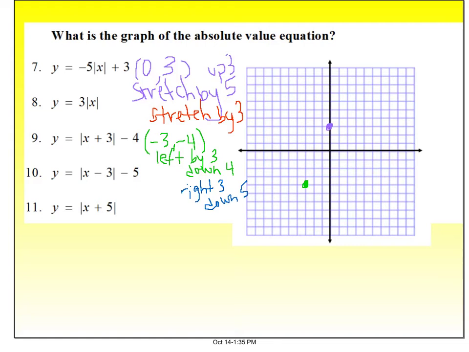Okay, let's move on to the last one, number 11. We're in orange now. My vertex, I take the opposite of that 5. What's on the outside? Nothing, so 0. My vertex is negative 5, 1, 2, 3, 4, 5, 0. So there's my vertex in orange. My slope again is 1. Up 1 over 1, up 1 over 1. Reflect. Connect my dots.